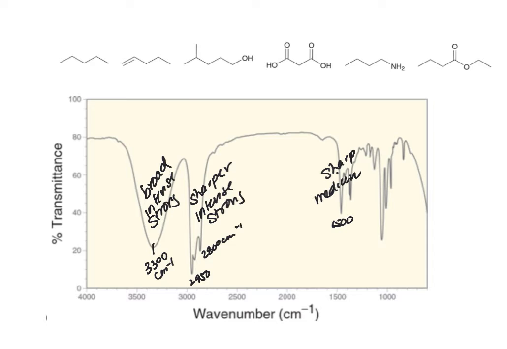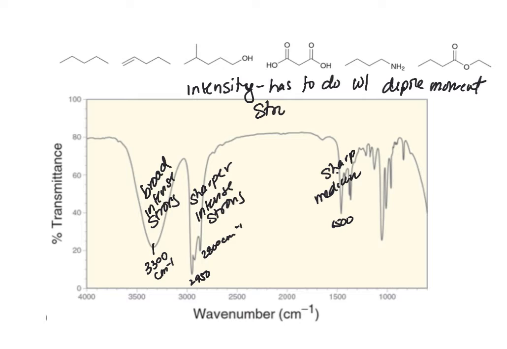The intensity of the signal has to do with the dipole moment, generally speaking. So the stronger the dipole moment, remember, that's that change in polarity where one atom is polar or electronegative and the other atom is not. The stronger the dipole moment, the more intense the signal.